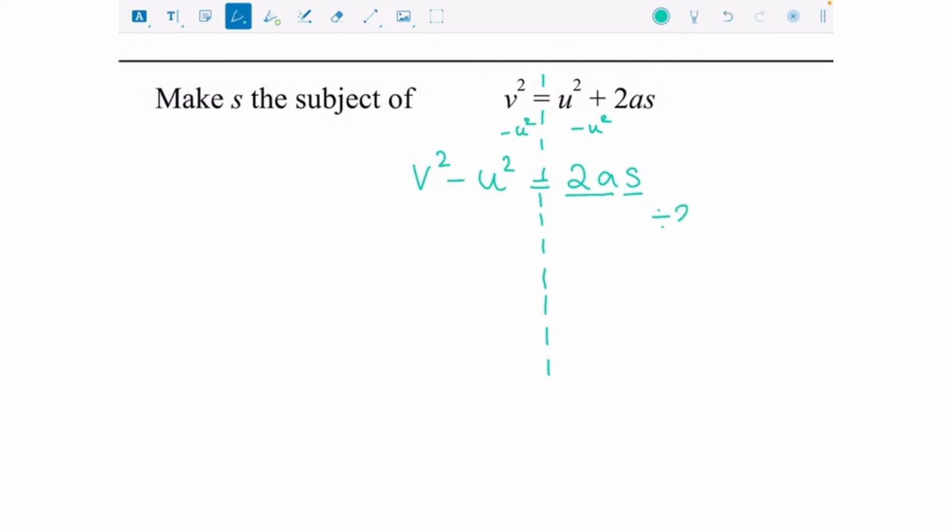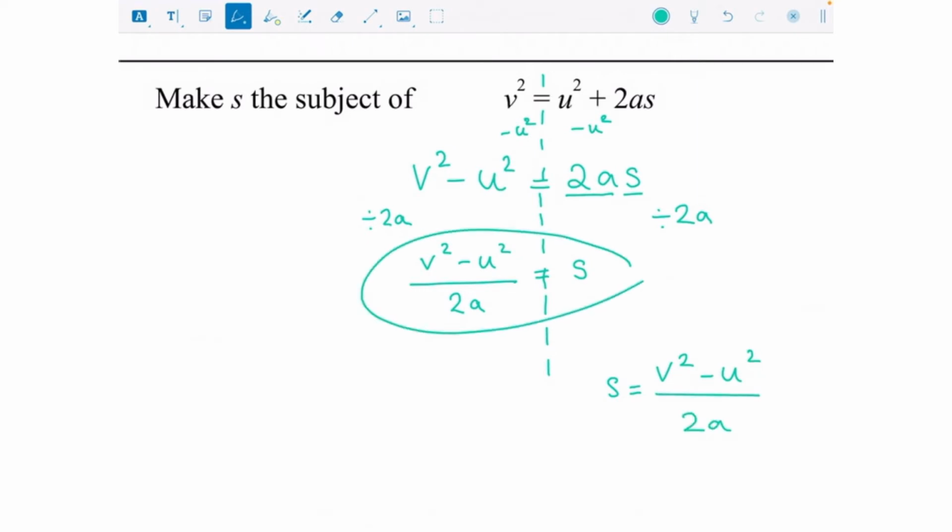Dividing this side by 2a leaves us with s, which is what we wanted. And then I just need to divide the other side by 2a, because what we do to one side, we have to do to the other. So v squared minus u squared divided by 2a. And that would be our answer. I would just probably flip it round. It doesn't matter if you leave it as it was here, but let's say our final answer would be that.